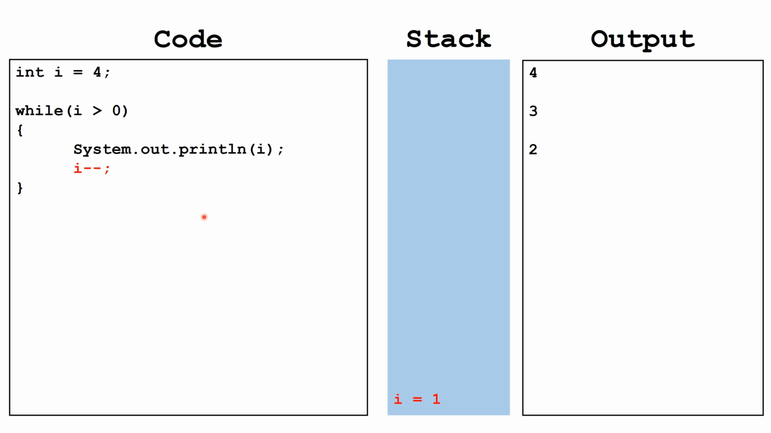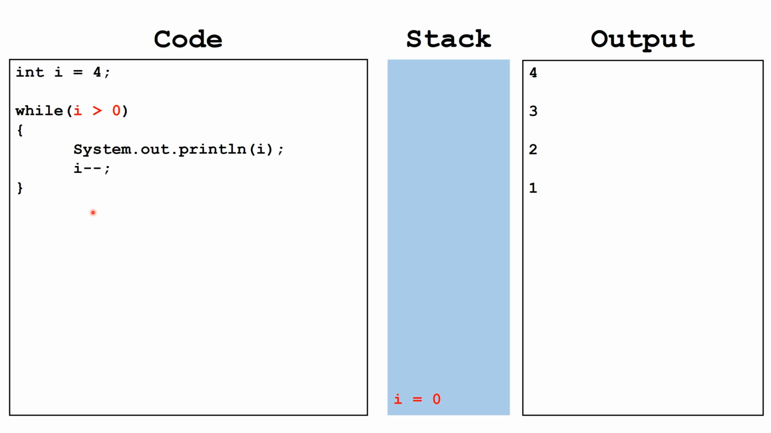decrement the value of I, back up to the top to check if I is still greater than 0. It is. Output the value of I, decrement the value of I, which is now 0, go back up to the top, and see, is I still greater than 0? This Boolean expression is now false, so we will terminate the loop and continue on with any code afterwards. As I mentioned before, we could have written this as a for loop.